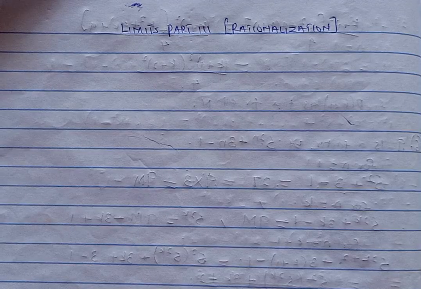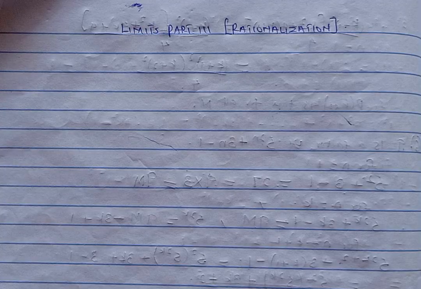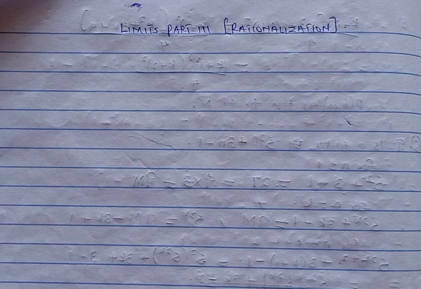Today we are moving to part 3 of our course, MTH102, and the topic is limits. This is the third time we are meeting on the topic, and today we are looking into how to simplify limits using rationalization. I believe we are all familiar with this, like the conjugate. If you were taught it in your secondary school, you should be able to understand.